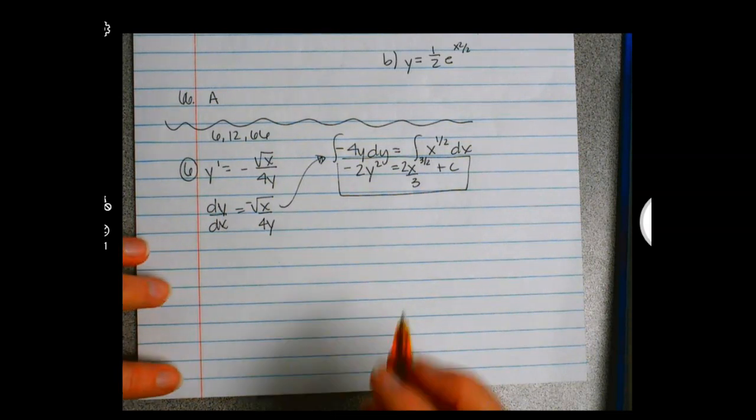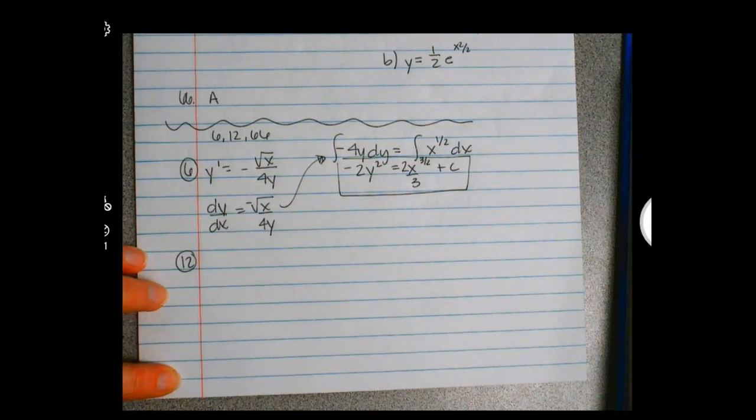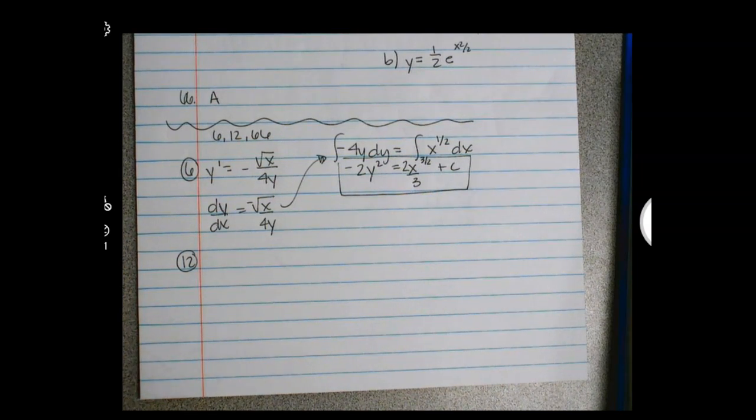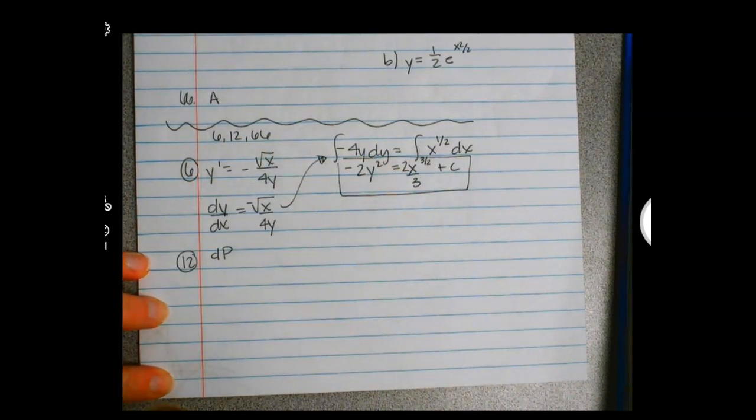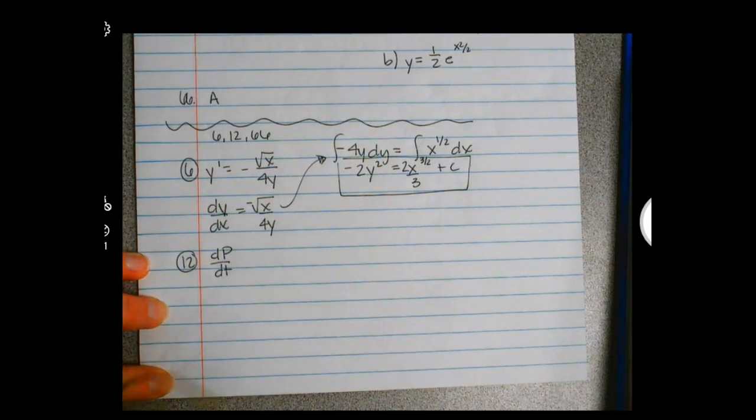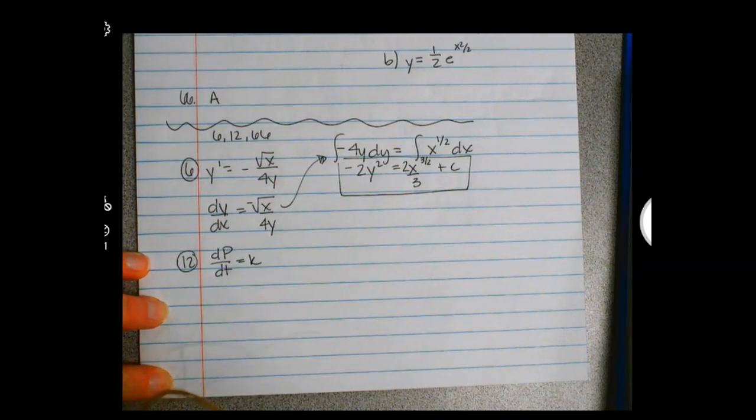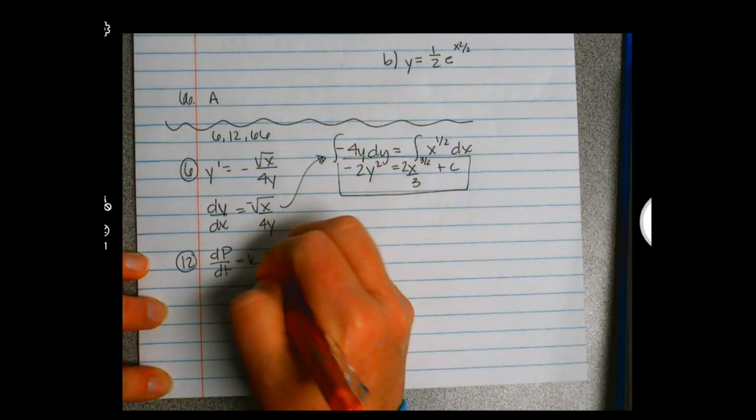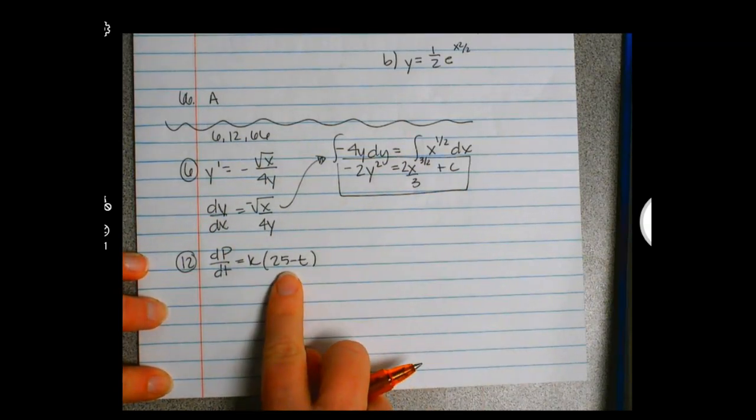Okay, yay. 12. You're supposed to take what they gave in words and write it in math and then figure it out. The rate of change of P, so that's dP, big P because it gave you a big P, with respect to t, is proportional to, equals k times (25 minus t). Now, how come I put that in parentheses?